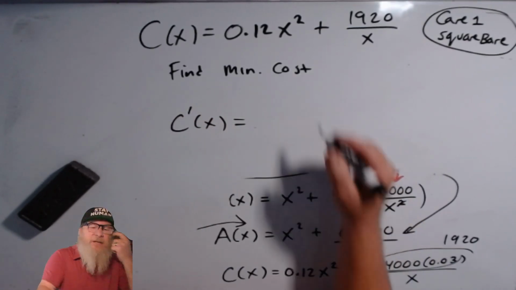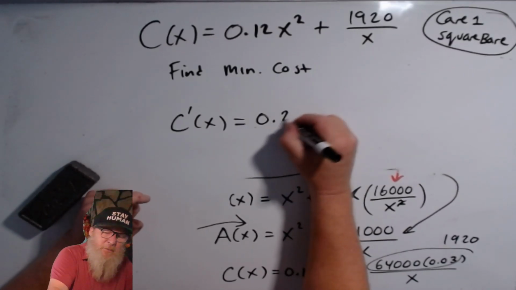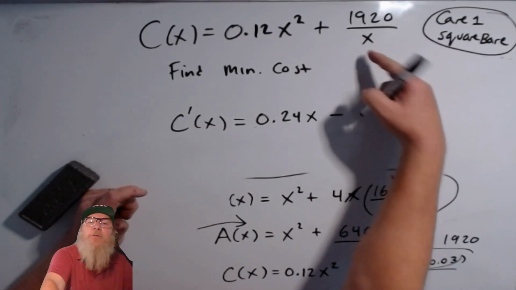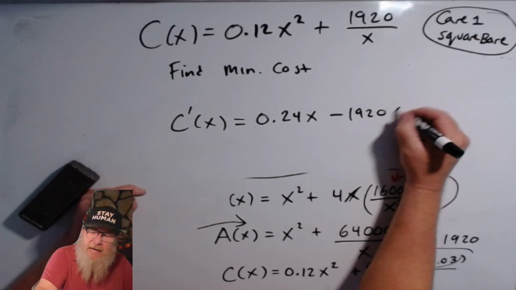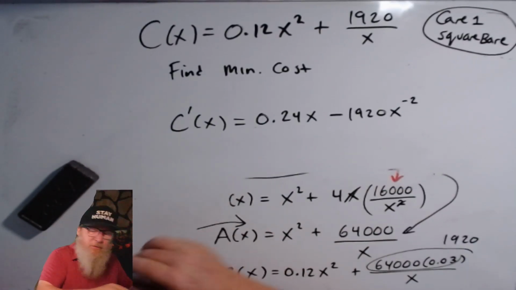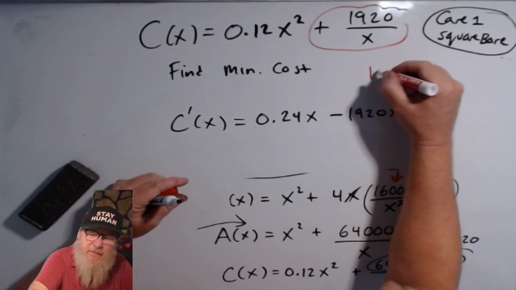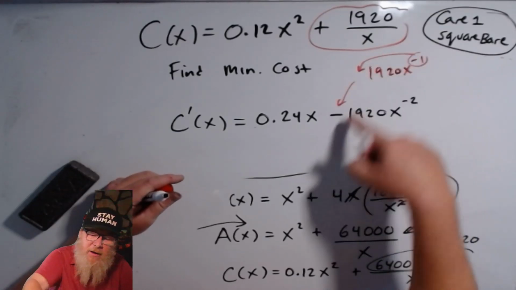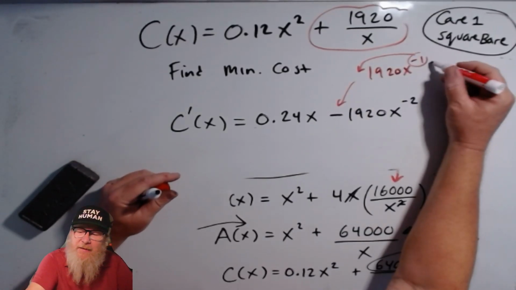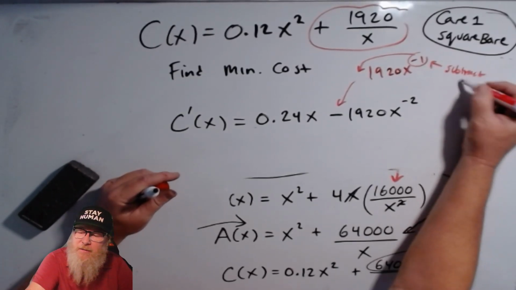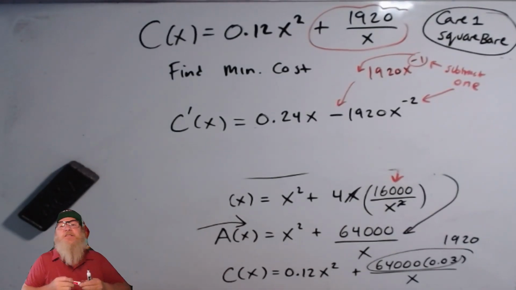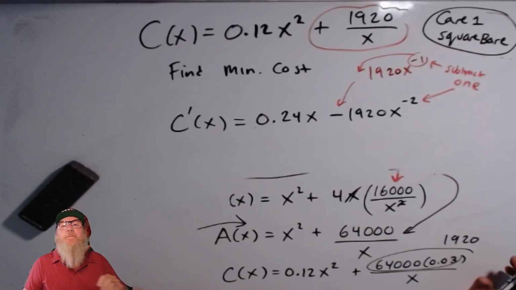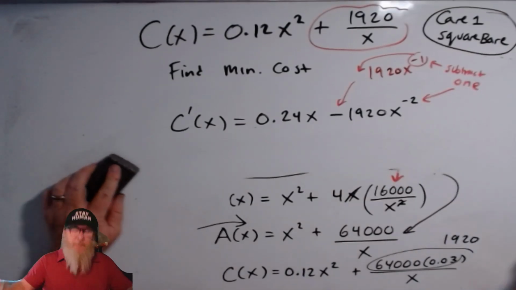So we just take the derivative. Remember the rule, you multiply. So it's going to be 0.24x. And then that's going to change to a minus. I hope you all remember the rule, 1920, and that'll be x to the negative 2. If you don't remember the rule, I'll do a quick reminder here. That's 1920 x to the negative 1. You multiply by negative 1, so that becomes negative 1920. And then you subtract 1, and that's how you get negative 2. Just a quick refresher of the power rule for negative exponents. And there you go. You're basically done.